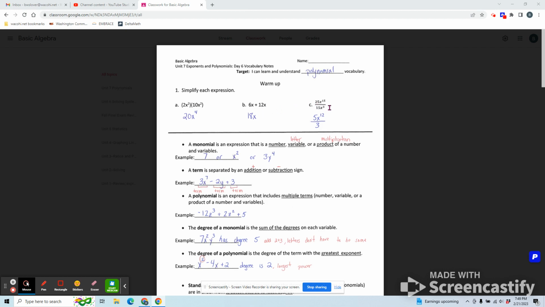And then letter C, we have our quotient rule where we divide our coefficients. 25 divided by 15 is 5/3. And then we subtract our powers because they are the same letter. 15 minus 3 is 12.